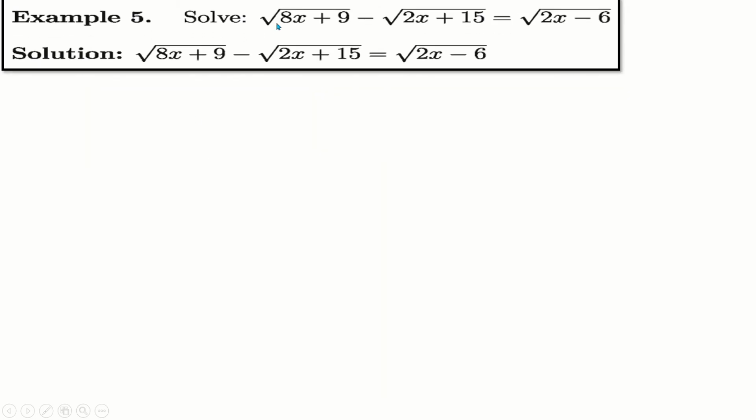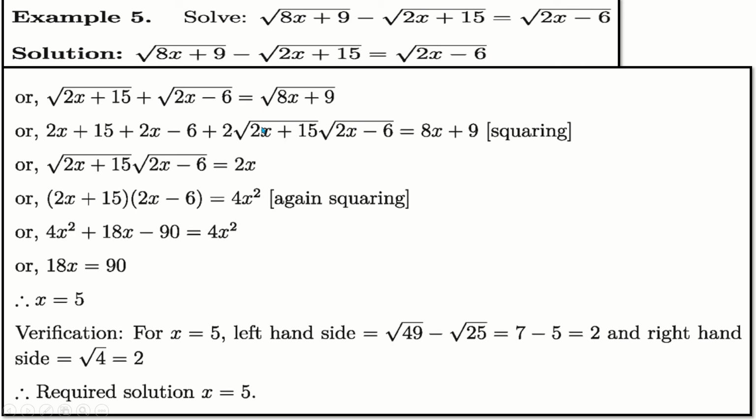Example number 5, solve square root over 8x plus 9 minus square root over 2x plus 15 equal to square root over 2x minus 6. Solution. This is the given condition, and here we convert this into the right side. Then we can rearrange: the right side term goes to the left side, and the left part goes to the right side, no problem. As here is minus, after converting into the right it will be plus.